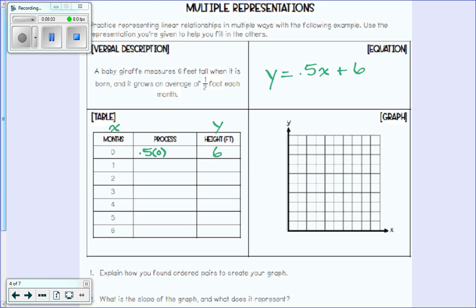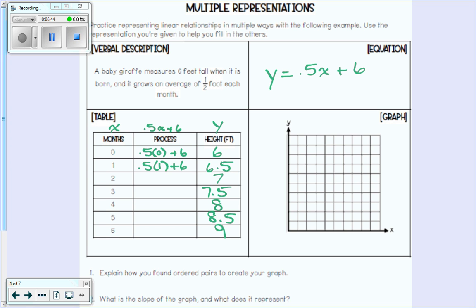So that gives us 0. Then plus 6 gives us 6, right? So this is your equation, your process. So after 1 month, okay, 2 months, 7, because it's 1/2 foot each month. And then 3 months, 4 months, 5, and 6 months. Good. We're good with that?